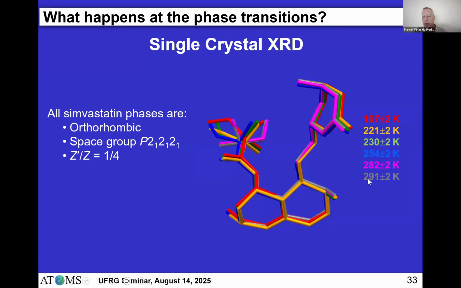If you study the crystal structures and the molecular conformation at different temperatures, we went from 167 K to 291 K. So we crossed form 3, form 2, form 1. You see that the only thing that is changing is this group here, which is rotating.